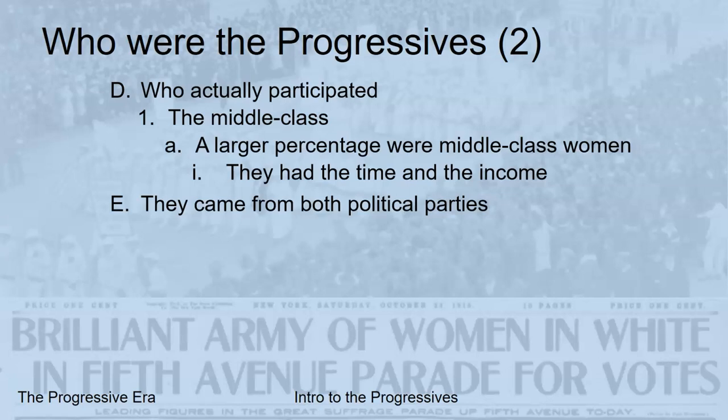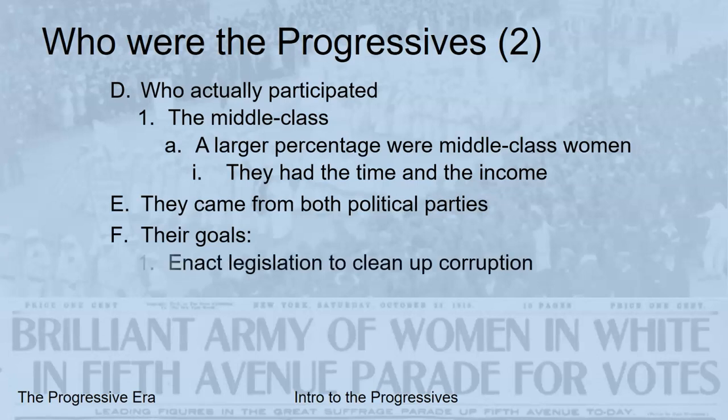I also want to point out that to call yourself a progressive did not limit you to one party or another. People who were progressives were people who wanted change. They wanted progress. They wanted to fix the problems. And so they came from both parties, both the Republicans and the Democrats. There are third parties out there. Many of those would also consider themselves progressives, but the ones we are concerned with are mainly the Democrats and Republicans.